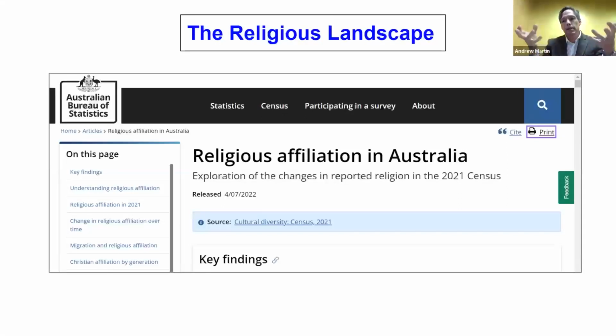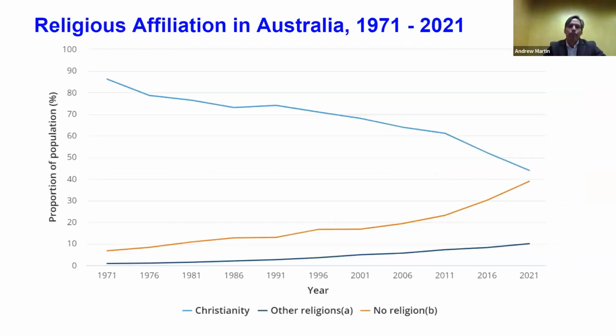We can't see this necessarily physically, although there is, of course, evidence of some buildings which we have now which we didn't have before. The way we see the religious landscape is by looking at statistics, in particular census data. So we're going to use a lot of statistics from the census, a measure that's taken every 5 years, which includes questions about religious affiliation in Australia. More on that.